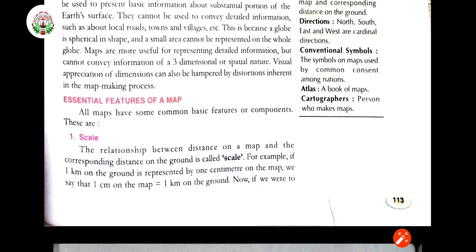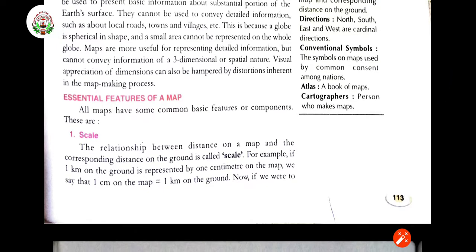For example, if 1 kilometer on the ground is there, and you are going to take that 1 kilometer on a piece of paper, you are going to require a 1 kilometer long paper for that. But for making it in miniature, 1 kilometer is being converted to 1 centimeter on the map. So we are going to find that 1 centimeter on the map is equal to 1 kilometer on the ground.